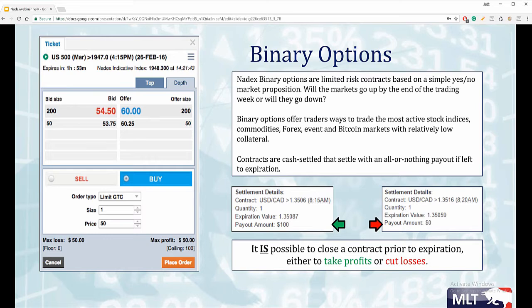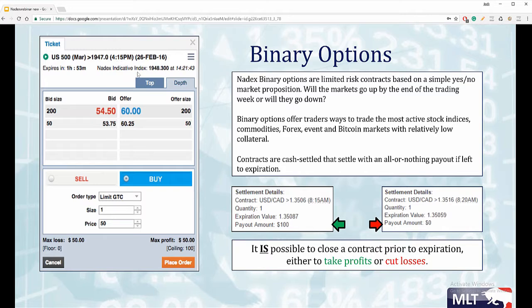It's very hard to manipulate. They're going to offer all four major indexes, the Russell, the Nasdaq, the Dow, and the S&P 500. So the US 500, the strike price, this is 1947, so that's the strike price that you decide whether or not we're going to be above 1947 by 4:15, which is the time right after the strike. Are we going to be above or are we going to be below?